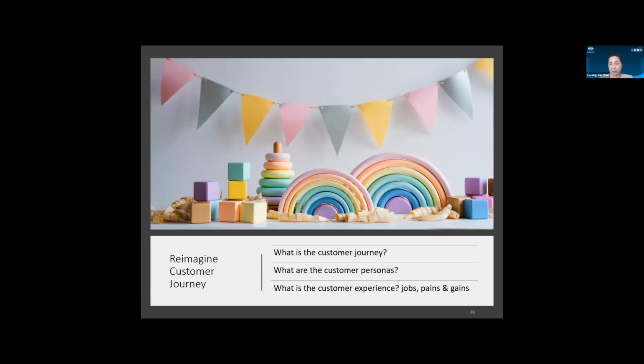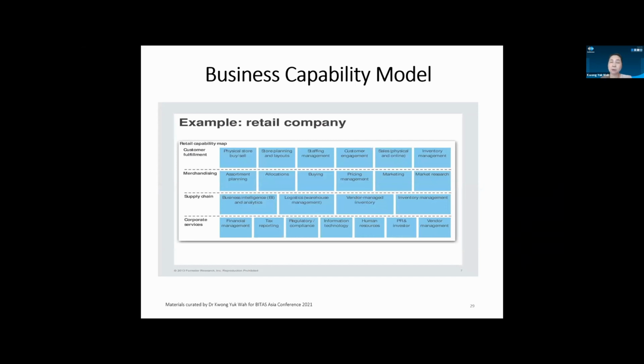Then also need to define the customer persona. He needs to identify the customer jobs, the pains and the gains, right? Then we have to look at the business capability model of this company and see what business capabilities he may remove. For instance, if he already decided to go online, then he could remove his physical store. He does not need to do the store planning and layout. He has less problem with staff management. If he works on better productivity gain, then he could improve the supply chain capability. He could even digitize some of this capability, right?